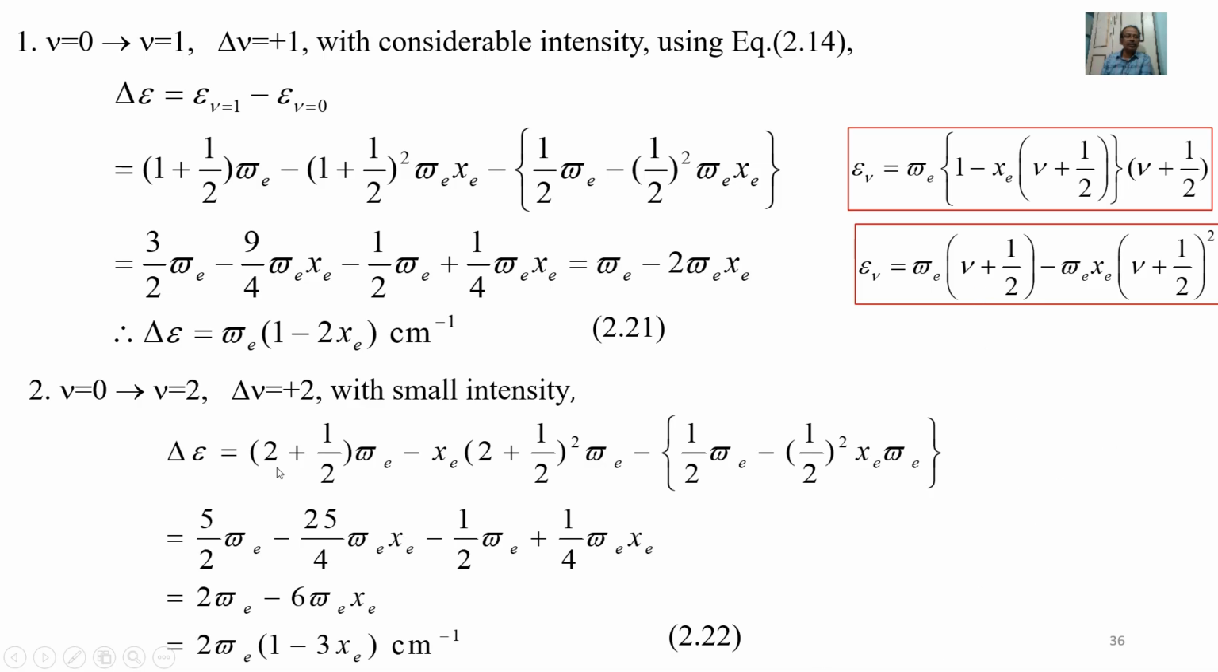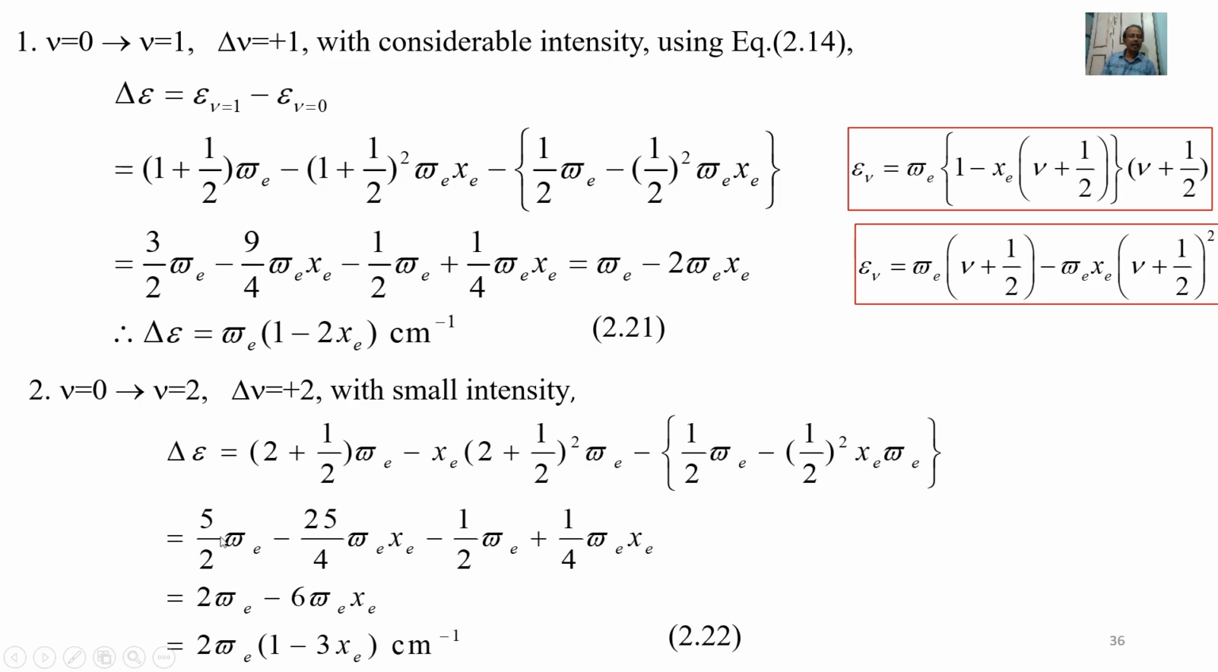So (2 plus 1 by 2) omega_e minus x_e (2 plus 1 by 2) whole square omega_e, minus 1 by 2 omega_e minus (1 by 2) whole square x_e omega_e. And this becomes 5 by 2, and this becomes (5 by 2) square, which is nothing but minus 25 by 4 omega_e x_e. And this term is minus 1 by 2 omega_e. And this term we will have minus minus plus, so 1 by 4 omega_e x_e.